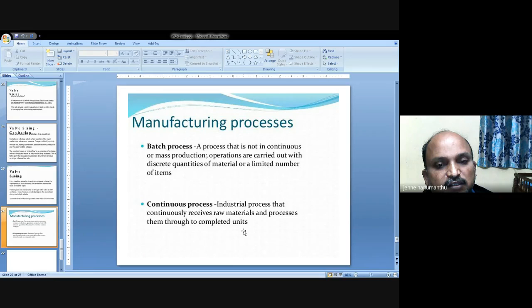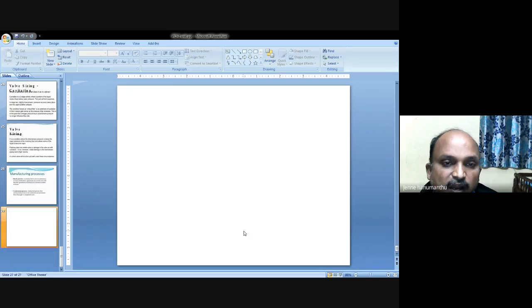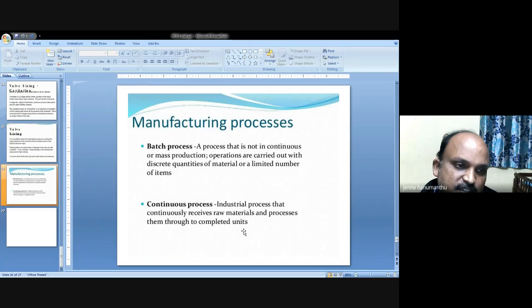A process that is not continuous or mass production. Operations are carried out with discrete quantities of material or a limited number of items. అంటే ప్రాసెస్ రెండు రకాలు ఉంటాయి. కంటిన్యూగా ఉంటుంది అంటే అవుట్పుట్ రావాలంటే కొన్ని ఇన్పుట్ తీసుకున్న తర్వాత ఆ ఇన్పుట్ మీద పని చేస్తూ మనకు ప్రొడక్ట్ ఇస్తాయి. దట్స్ కాల్డ్ బ్యాచ్ ప్రాసెస్. Batch processes. Okay, these two processes are happening in the manufacturing process.